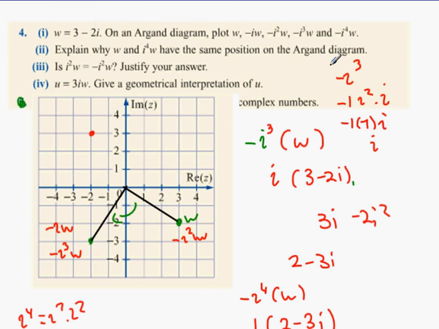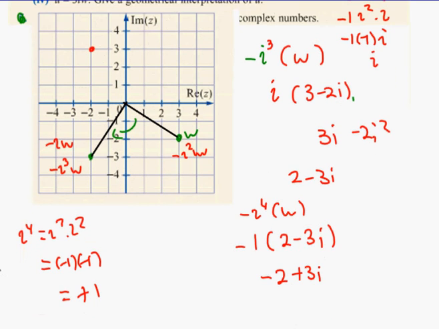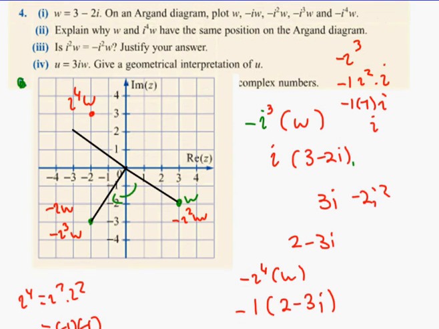So basically i^4 w is going to be -2 + 3i, and that's i^4 w there. Okay, and i^4 w once again might be a 90-degree rotation. It's not even a 90-degree rotation on the last one, so we can see it's not really following the rotations when you use -i^4.